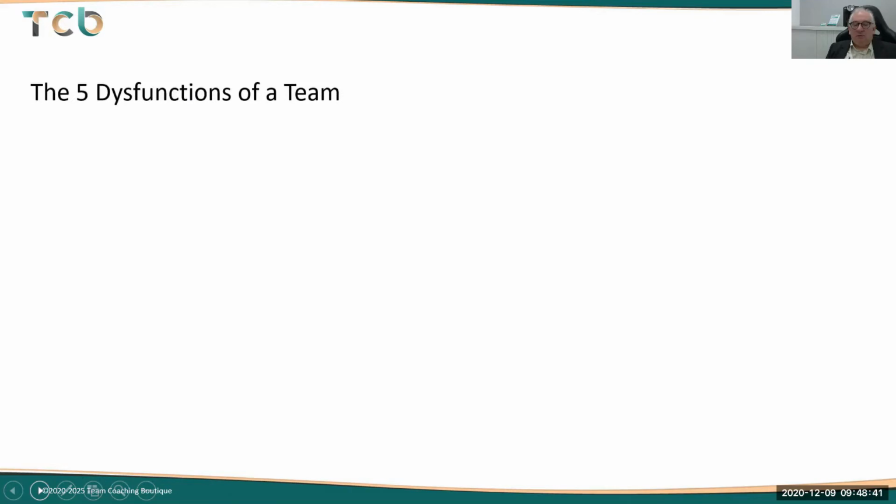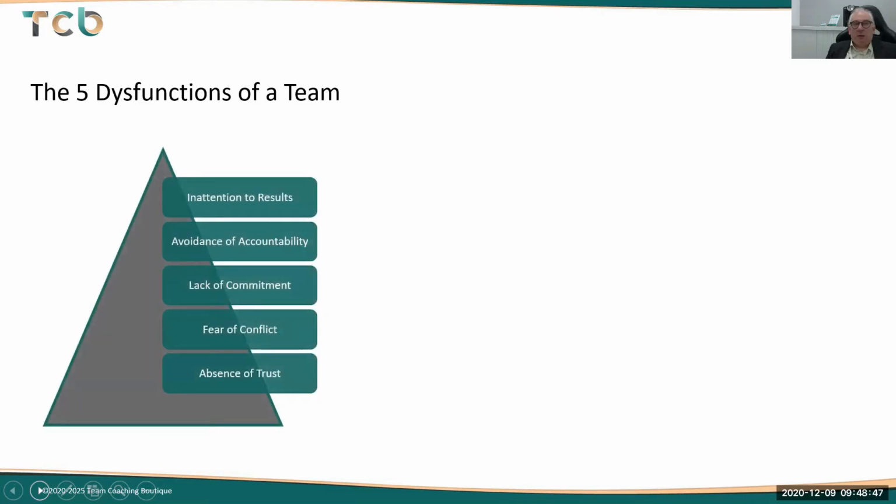Okay, the 5 Dysfunctions of a Team. So if we just scroll through for a bit, if you can, Debbie, thank you. Great. This pyramid comes from a book, which is in the reference list later on, called The 5 Dysfunctions of a Team by Patrick Lencioni. I would suggest anybody reads this book. It's a seminal book. And the interesting thing is it's written as a story.